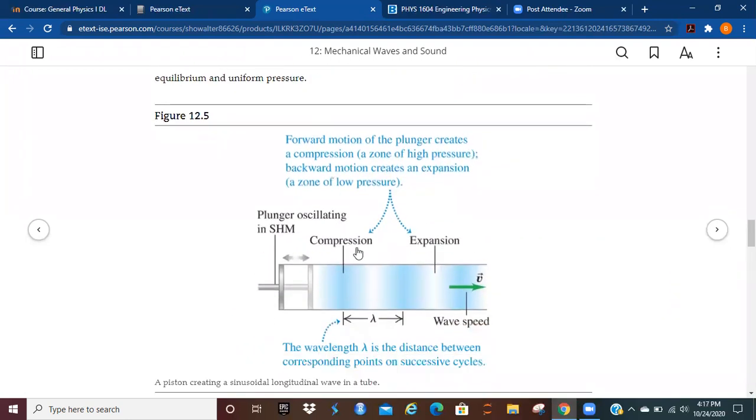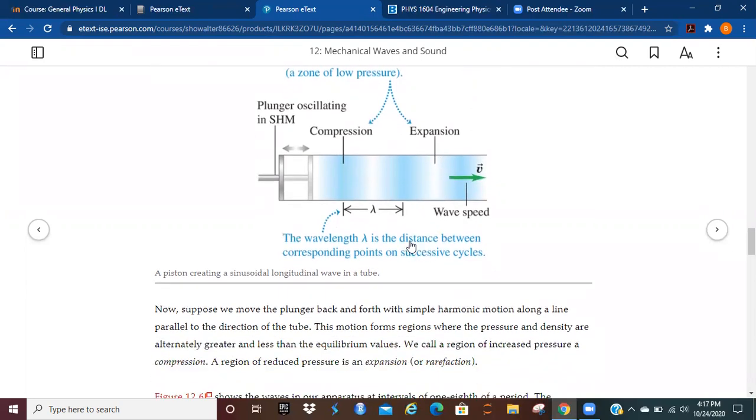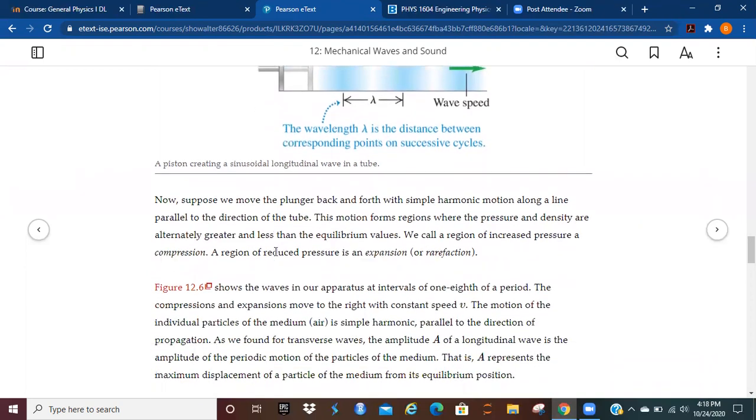So if we look at a longitudinal wave, we've got a plunger here, which is going to be moving in and out in simple harmonic motion. The forward motion is going to create a compression, and you've got a compression followed by an expansion, followed by a compression, followed by an expansion. The wavelength in this particular case is going to be the distance between the points of highest compression. The wave speed, again, is going to be in the same direction as the movement of the particles here in this plunger.